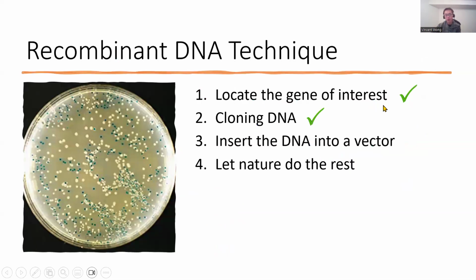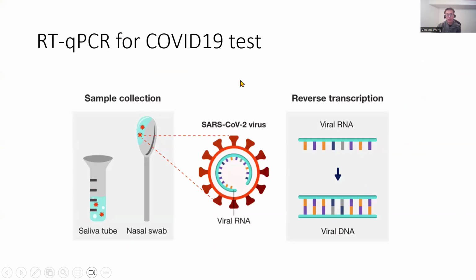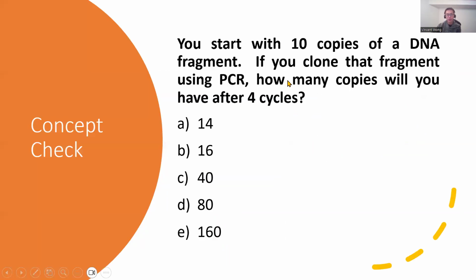Okay, so we've located a gene, we've cloned it. Now we have to insert the DNA into the vector. Before we do that, I want to ask you a question here. You start with 10 copies of a DNA fragment. If you clone that fragment using PCR, how many copies would you have after 4 cycles? Let's take a look.